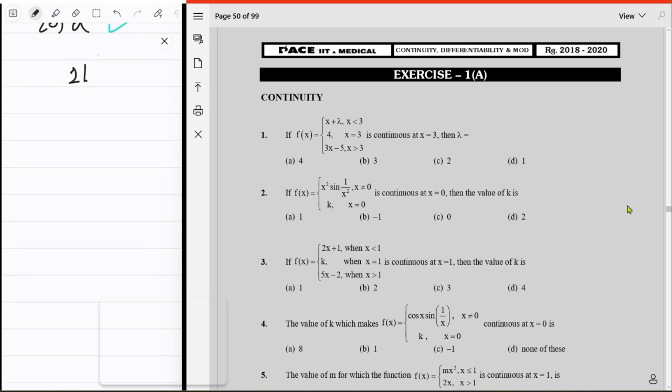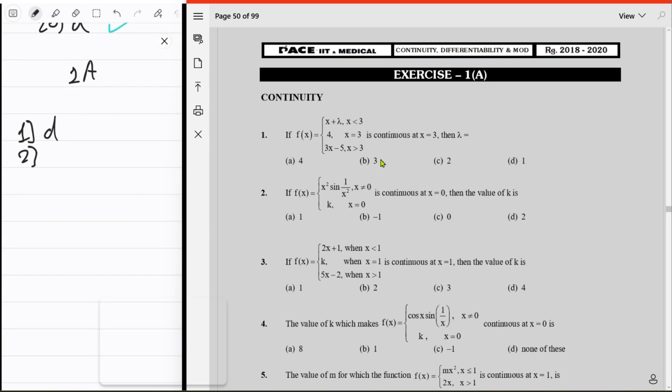So it's on A, right? Okay. F is equal to this thing, continuous at x equal to 3, then lambda is... So x plus 3, whatever, just put 3 in there. 3 plus lambda is equal to 4, is equal to what when you put 3 in there? It's also at x bigger than 3, so it's just 9 minus 5, which is 4 as well, so that just means lambda equal to 1, so it's D. Next question.